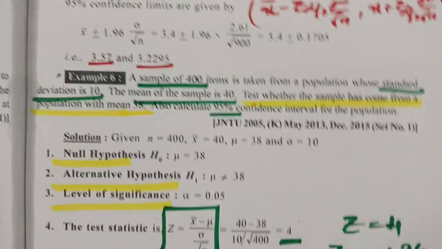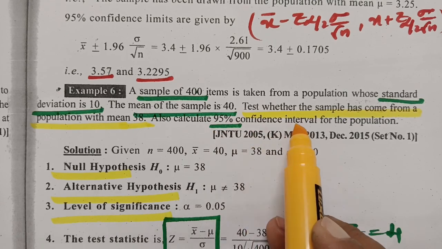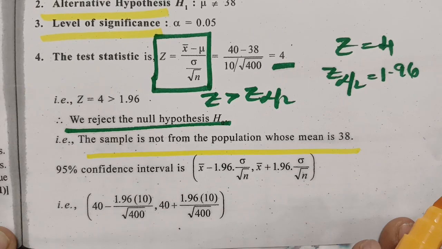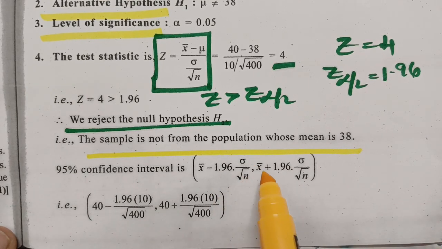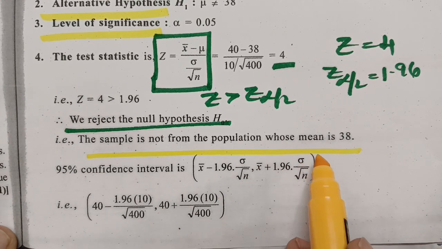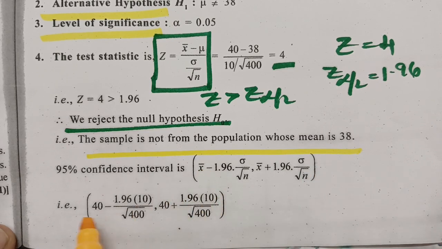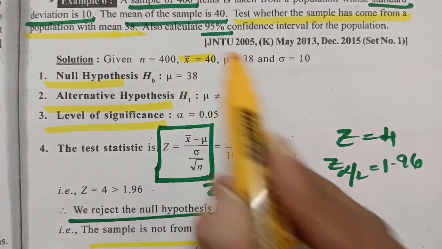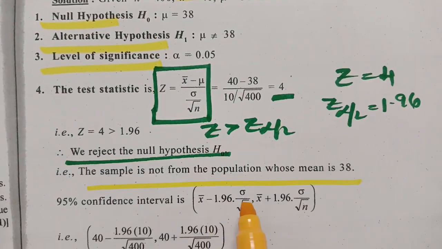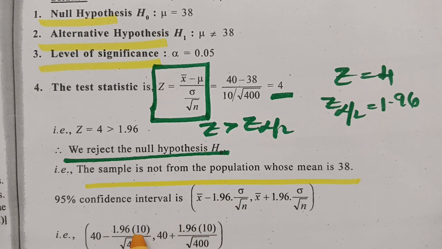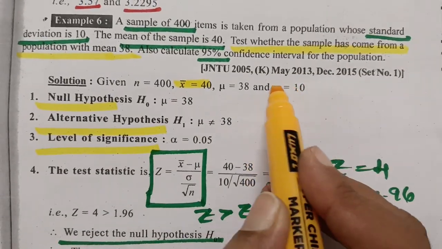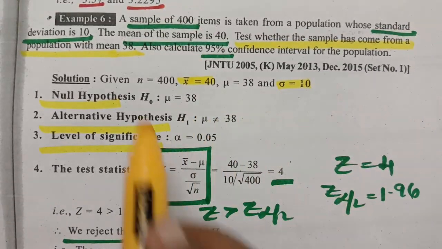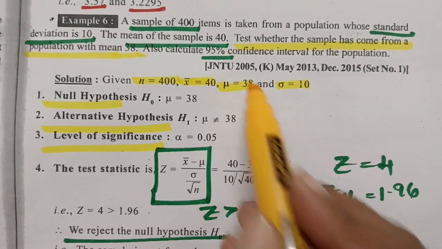And the next one, what is it? It is asked to find out 95% confidence intervals. So the interval is also very clear: x bar minus Z alpha by 2 into sigma by root n, comma, x bar plus Z alpha by 2 into sigma by root n. What is x bar here? x bar is very clear as 40 minus Z alpha by 2, 1.96, sigma value is equal to 10, and root n, that is root 400, and mu is equal to 38.